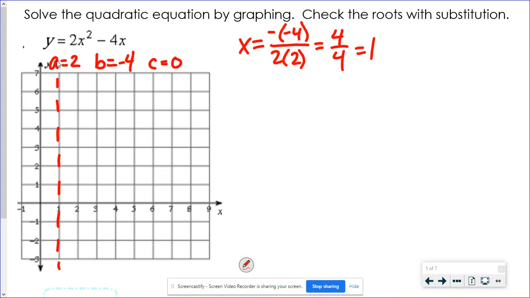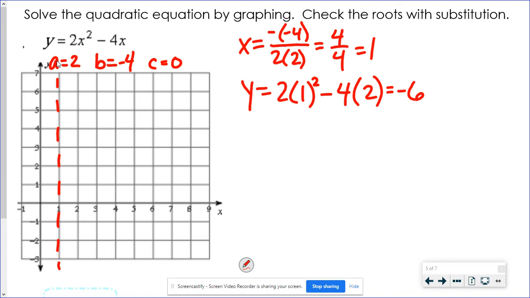Once I know that that's a 1, the y will be 2 times 1 squared, which is 1 squared is 1 times 2 is 2, minus 4 times 2. So this is 2 minus 8, which is negative 6. So my vertex, I did something wrong there. Let me see what I did here.